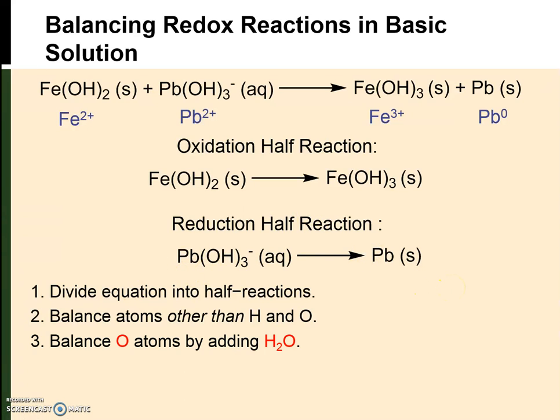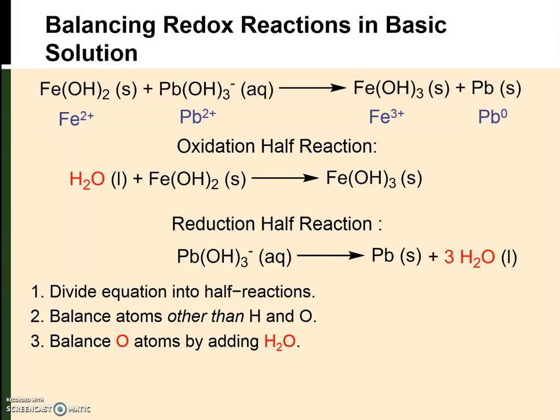So next we want to balance oxygen atoms, and we'll do this again by adding water. So in the oxidation half reaction, we're starting with 2 oxygen atoms in the reactants. In the products, we're starting with 3 oxygen atoms. So to balance out oxygen, we would add water to the reactant side. In the reduction half reaction, we're starting with 3 oxygens in the reactants and none in the products, so we would have to add 3 waters to our products.